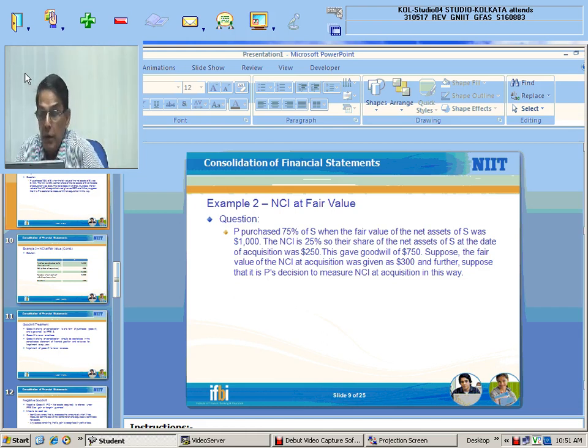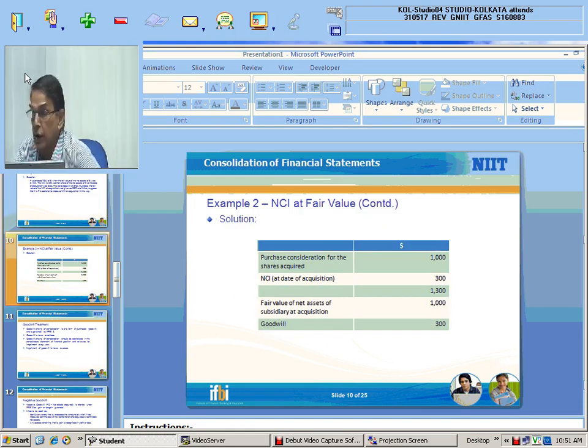Now purchase consideration for the shares acquired in the second case is 1,000. Fair value of NCI on the date of acquisition is 300, so the total is 1,300. And fair value of the net assets of the subsidiary at the acquisition date is 1,000. So goodwill will be 300. So basically, in the same example, we are using two different measures of NCI. One is NCI as a percentage of the fair value of the net assets, or NCI as the fair value of the shares which are owned by the non-controlling interest. If the fair value of the shares owned by the minority interest is 300, then purchase consideration paid is 1,000 plus non-controlling interest measured at fair value 300, so 1,300 minus the fair value of net assets of the subsidiary at acquisition, 1,000. So goodwill will be 300.